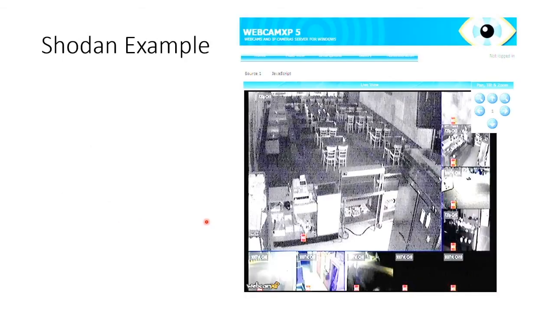And here's a real live example. So here is what this looks like, and this was at night, so I'm sorry it's grainy. This looks like a little restaurant. You can see the little tables and chairs here. You can see behind the counter, and you can see different views of the camera. Look at this, the pan, tilt, zoom controls of the camera right here.